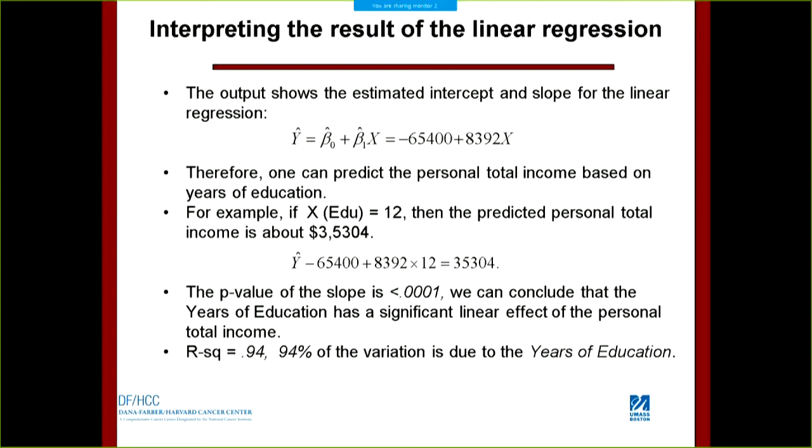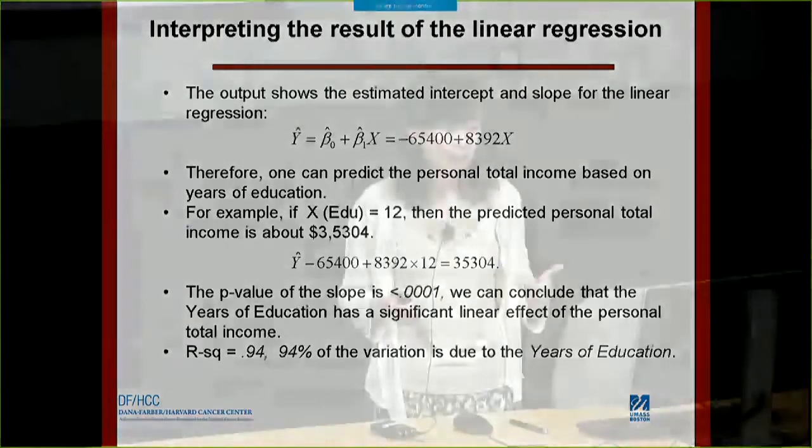Okay, so the R square is 94% again, which means years of education explained almost 94% of the variation of the personal total income. So this is a very strong relationship. If I use the subject data and do a scatter plot, I will not get that strong a relationship. But for this example, I use the aggregate data by years of education, so I get a very strong relationship. You can see it from this regression plot here.